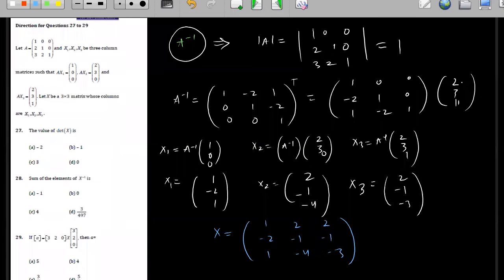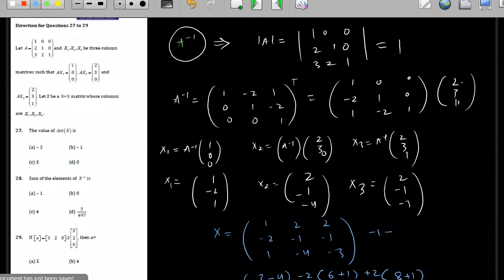Okay. Fine. So first thing they are asking is to find the determinant of x. So we can find the determinant of x. This will be 1 into 3 minus 4, minus 2 into 2, 3 is 6 plus 1, plus 2 into this is 2, 4 is 8 plus 1. So this will come out to be minus 1. This will come out to be 7. 2 7s are 14. 2 9s are 18. So 18 minus 4 minus 4, so 3. 3 is the correct answer. Okay, so for 27 we are getting 3.